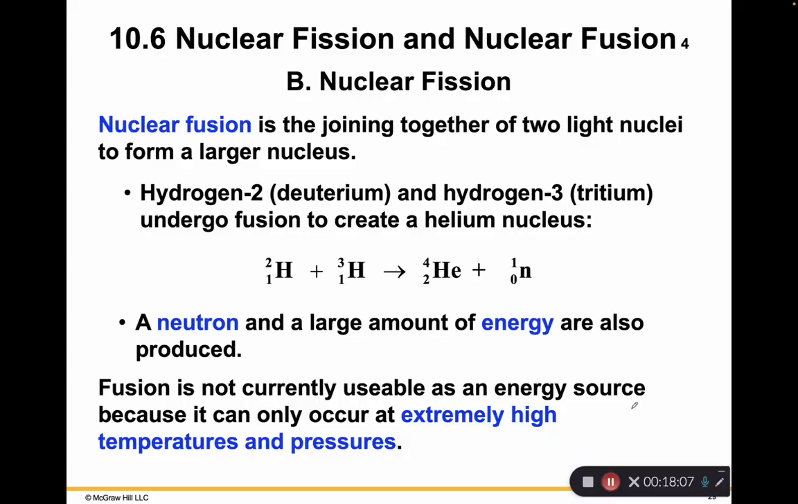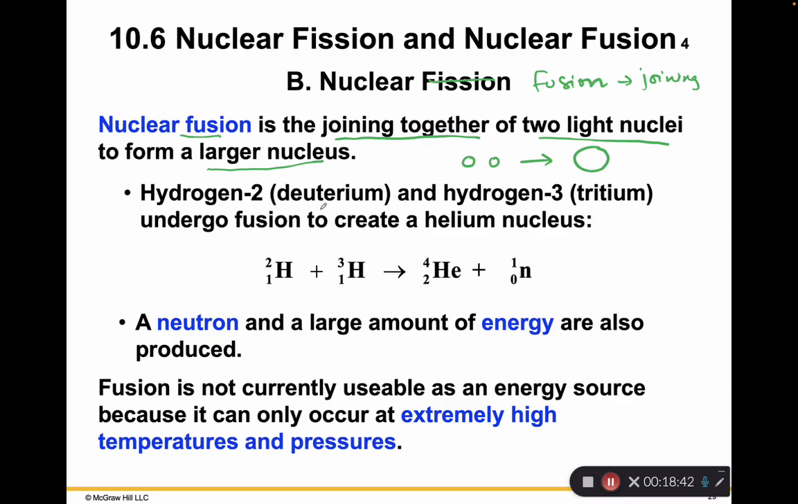Another kind of nuclear reaction is nuclear fusion. The name says fusion means joining together, adding up. So nuclear fusion is the joining together of two light nuclei to form a larger nucleus. When two small nuclei fuse together and become a large nucleus, we call it nuclear fusion.